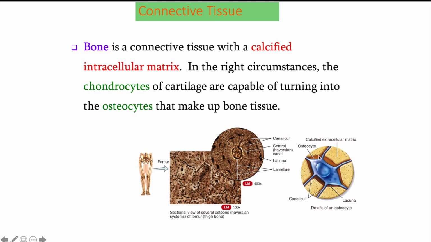pocket, right? So there's the extracellular matrix that's calcified. So that's hard. There's a little pocket within that hard matrix, and that's where the osteocyte resides. And look at it reaching out in between that hard matrix. We call these little rivers canaliculi, which connect one osteocyte to another.